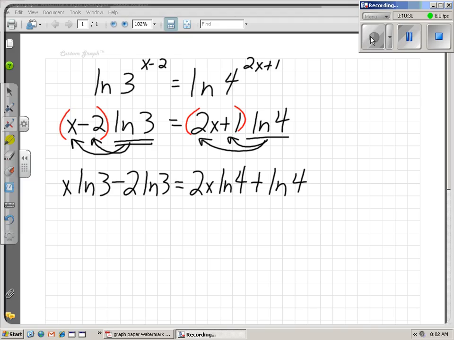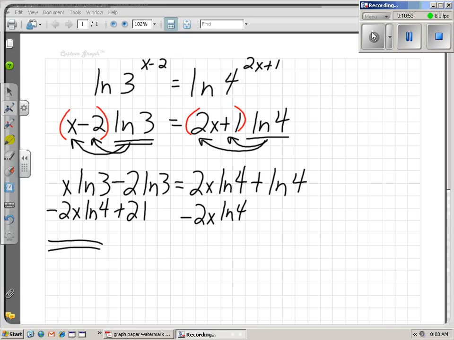All right, remember we're trying to get the x's alone. So right now they're on separate sides of the equal sign, so we need to gather them on one side. I'm going to do it by subtracting 2x natural log 4 from both sides. At the same time, since I want the x's to be alone over here, I'm going to get rid of that 2 natural log 3 by adding 2 natural log 3 to both sides.